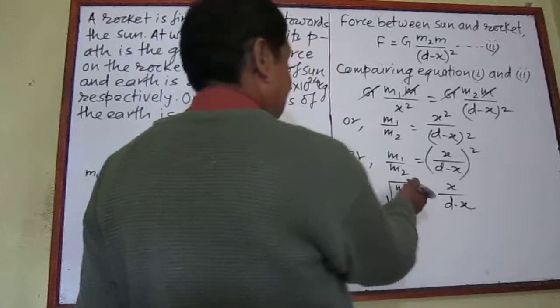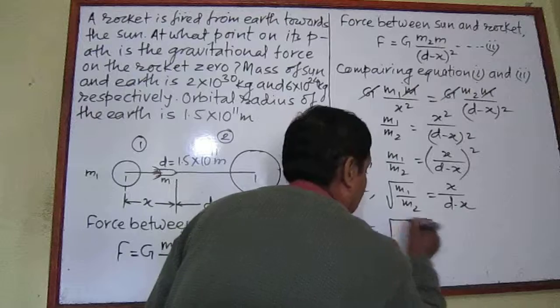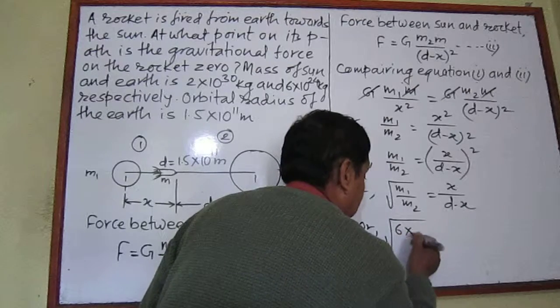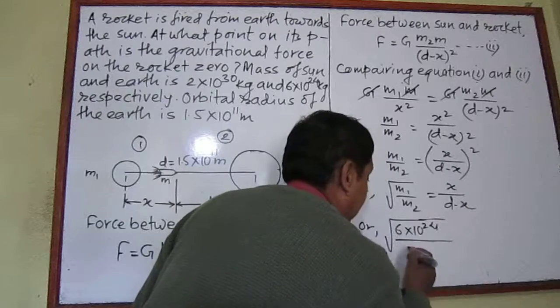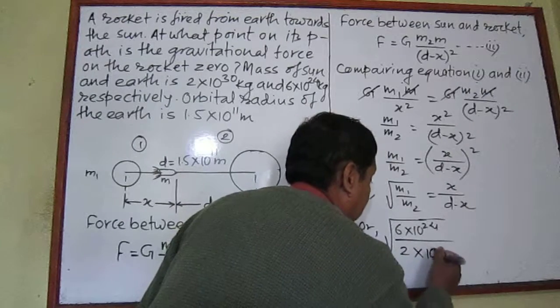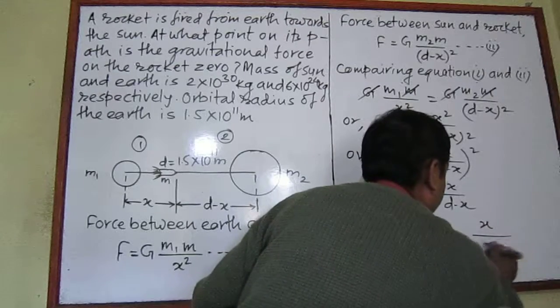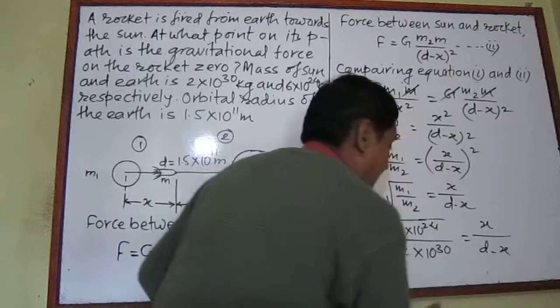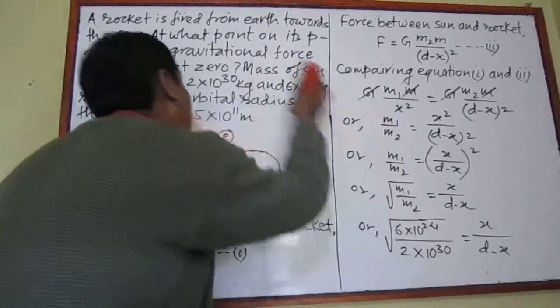Now I want to put the values. This m1 is mass of Earth, so its value is 6 into 10 to the power 24, and m2 is mass of Sun. Its value is 2 into 10 to the power 30, and this is equal to x upon d minus x. I want to put the value of d also. Let's come to this place.